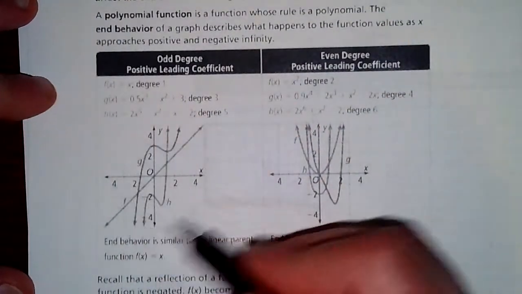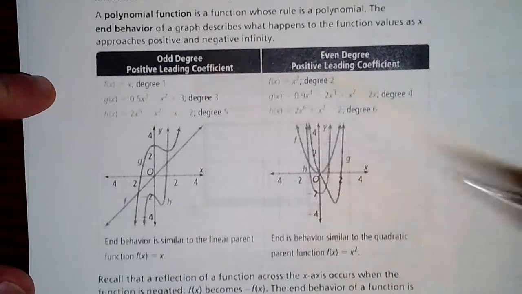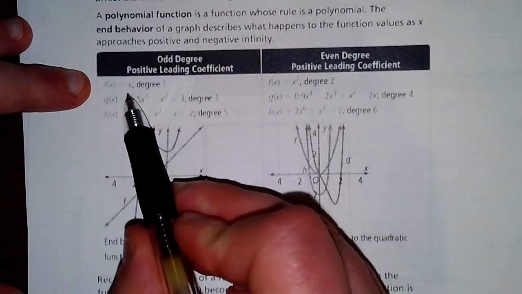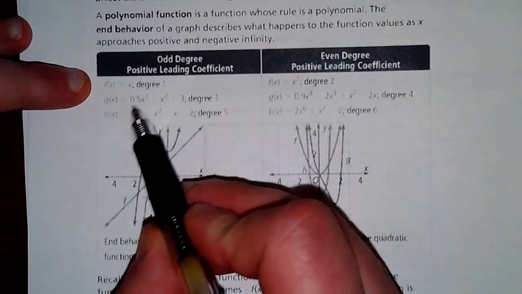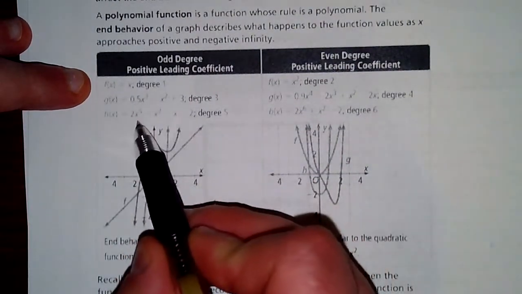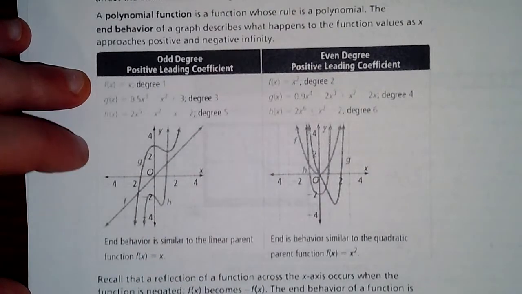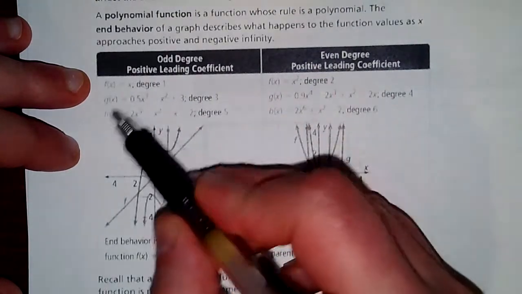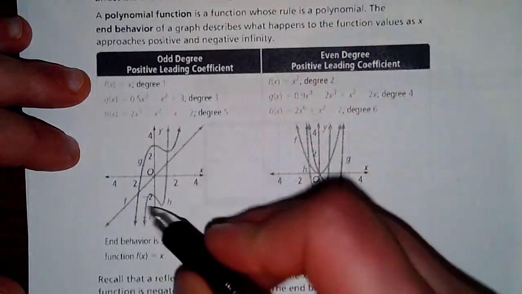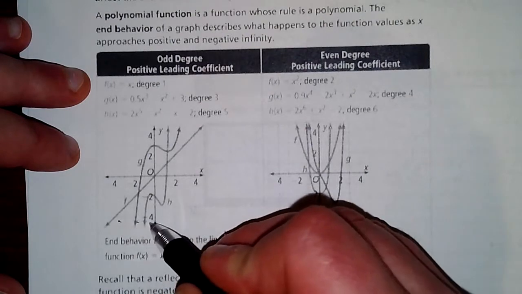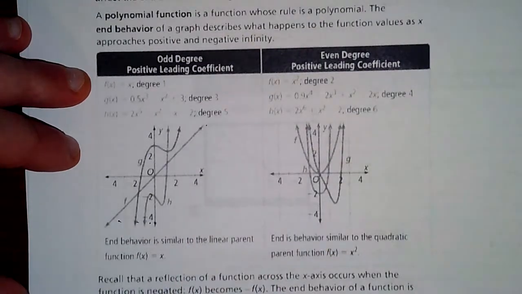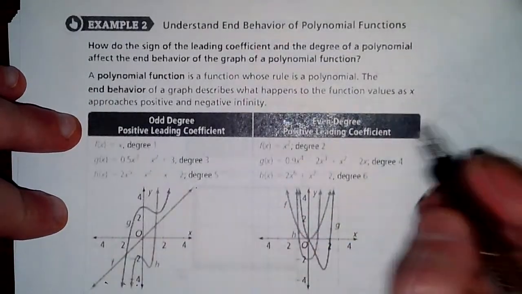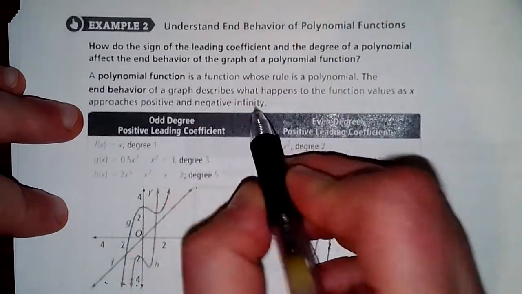Here's a bunch of different graphs that all have odd degrees and positive leading coefficients. There's y equals x, 0.5x to the third, and 2x to the fifth. Sorry, they're real faded, but either way, in every one of these where you have an odd degree and the leading coefficient is positive, every one starts down here and ends up here. So we're going to describe what we call end behavior as what happens as x goes to positive and negative infinity.